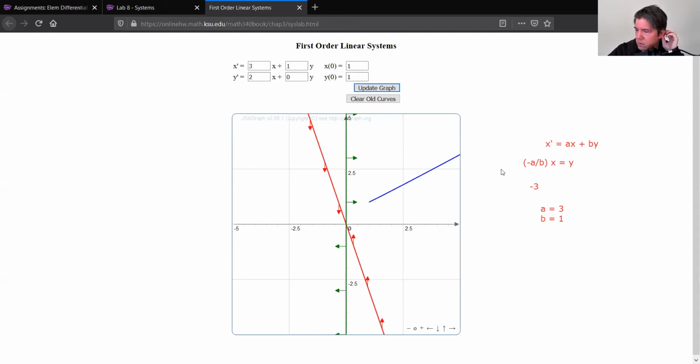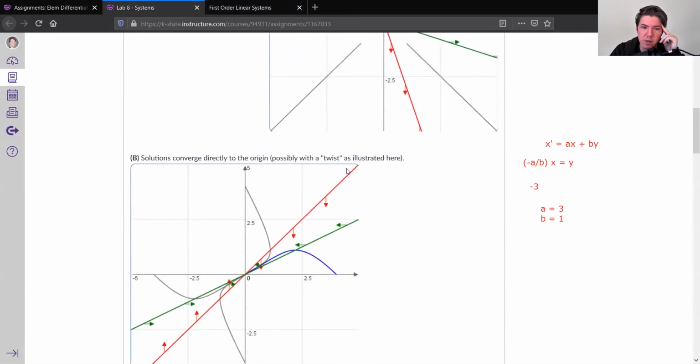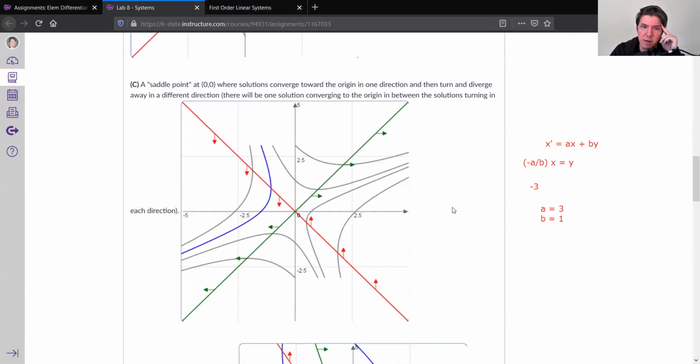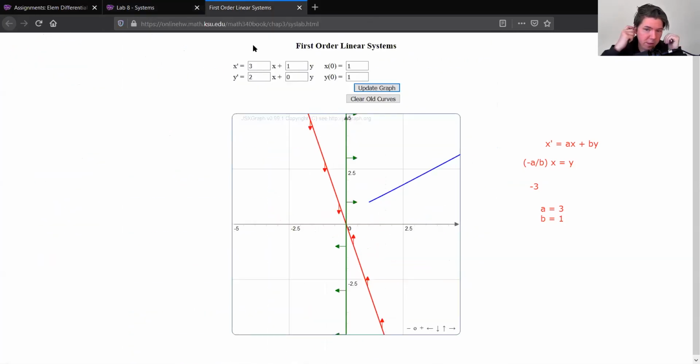So let me give you 5-ish minutes to experiment and try to find the right coefficients so that you can get each of these systems with their particular behavior. And of course, feel free to private message me if you've got questions. I'll just give you some time to work.